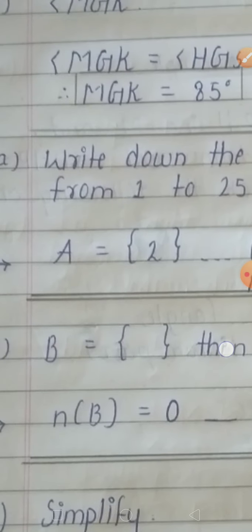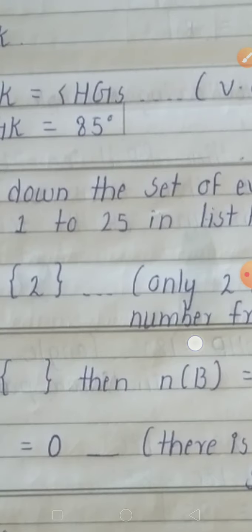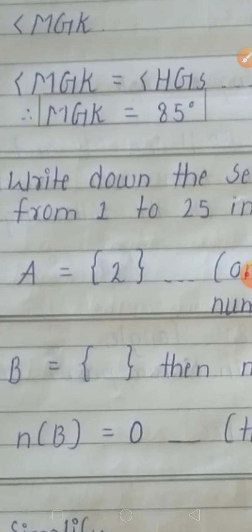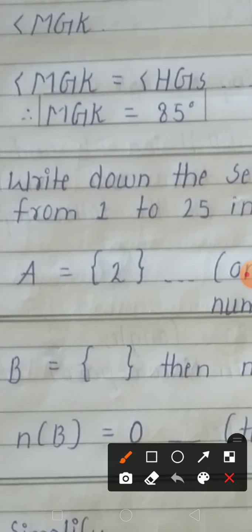Write down the set of even prime numbers from 1 to 25. There is only one even prime. The prime numbers start from 2. 1 is neither prime nor composite. So 2 is even. Therefore only one number is there, the even prime number.